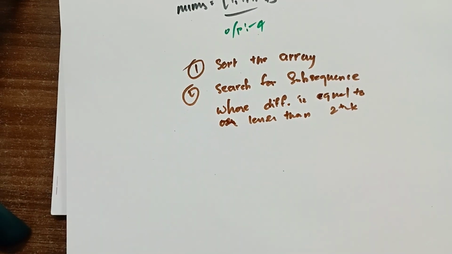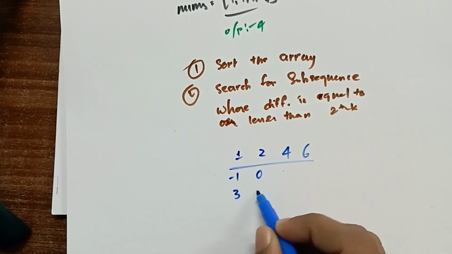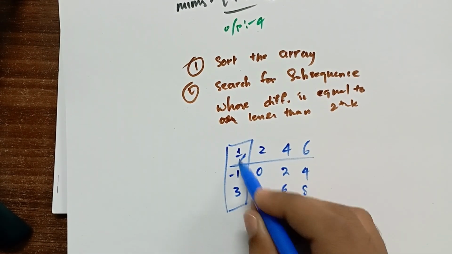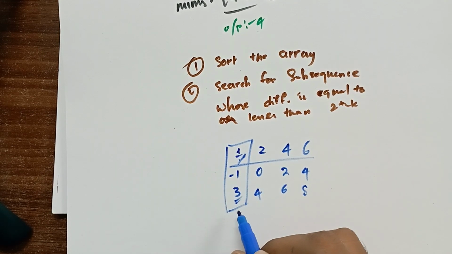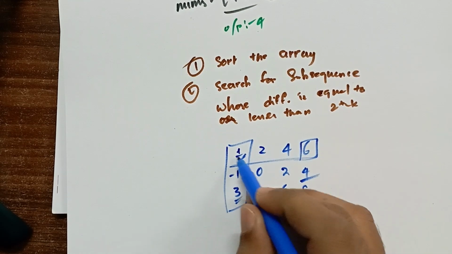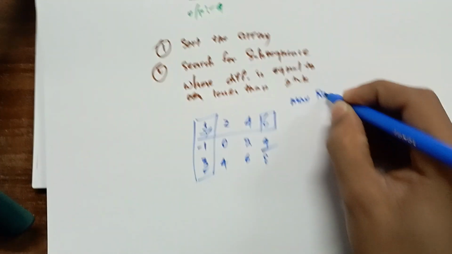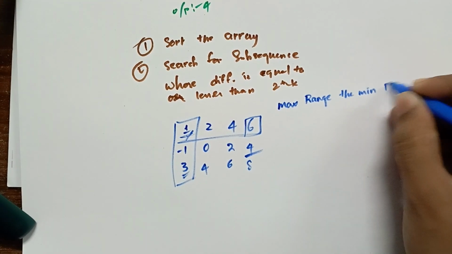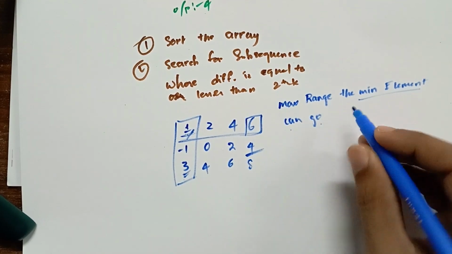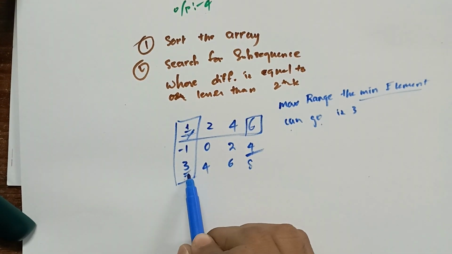Let me dry run with the same thing. 1 2 4 6. Here we can get minus 1 3, 0 4, 2 6, 4 8. If we take 1, here we get 3, and we don't have the maximum element. So here 6 is the maximum element and 1 is the minimum element, and the maximum range the minimum element can go is 3. If you see, 6 can be decremented to 4, but we cannot get to 3.